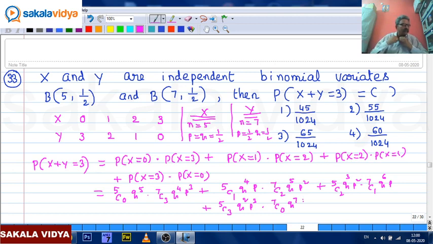I hope most of the problems have been completed in binomial distribution. So, now you need to practice all these things. Better you practice it.